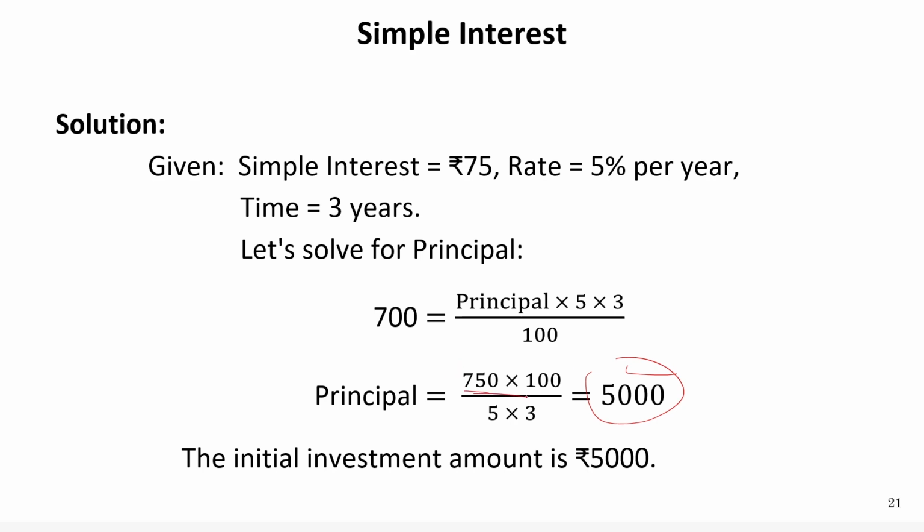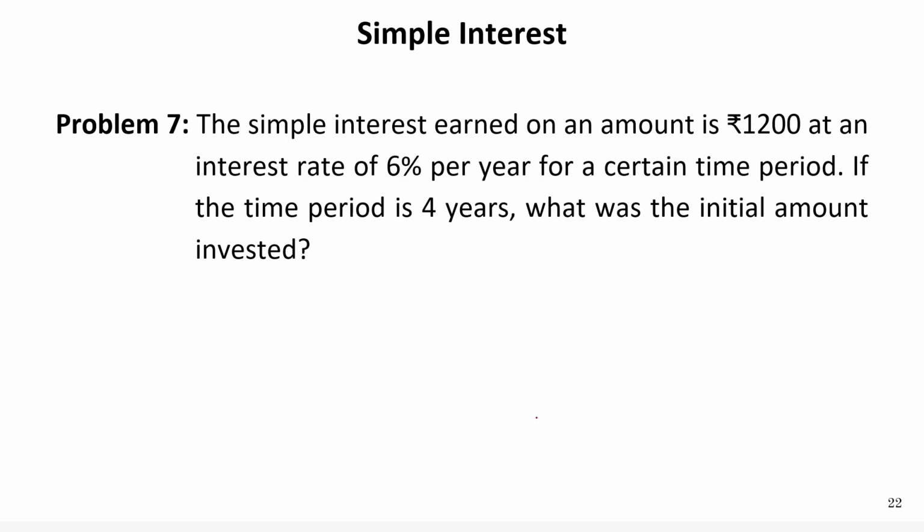Because principal is equal to 750 into 100 by 5 into 3. By dividing it by 5, we are left with 20 and it by 250. So it is nothing but 5,000 rupees. So the initial investment amount is actually 5,000 rupees. So let's see problem number 7.